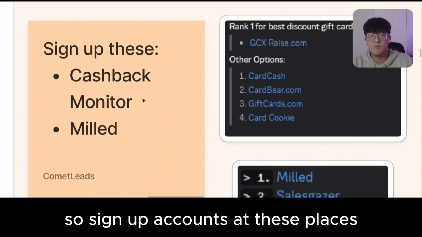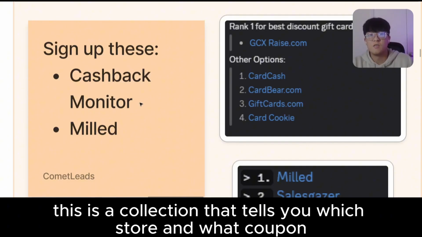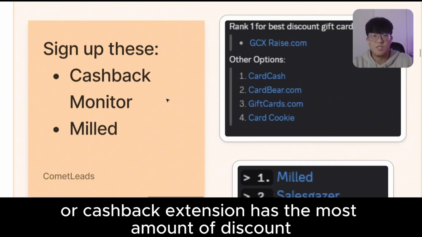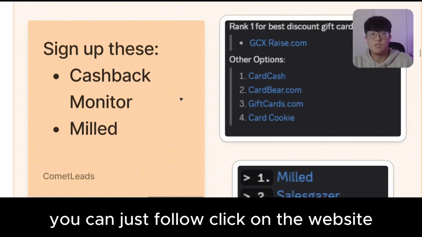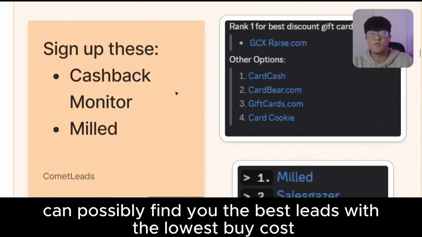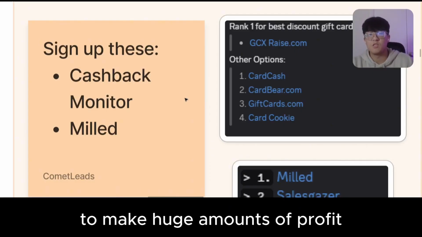So sign up accounts at these places. One is called the Cashback Monitor. This is a collection that tells you which store and what coupon or cashback extension has the most amount of discount. You can just follow, click on the website, and it will lead you to wherever it has the most amount of discount, and can possibly find you the best leads with the lowest buy cost and matching criteria to sell on Amazon to make huge amounts of profit.